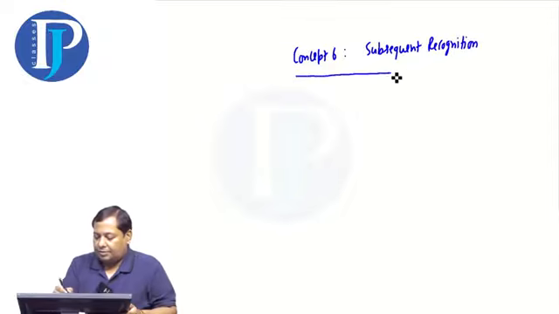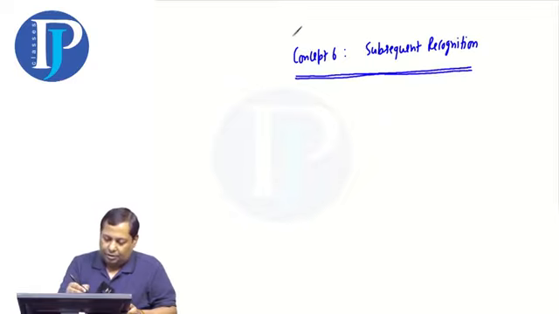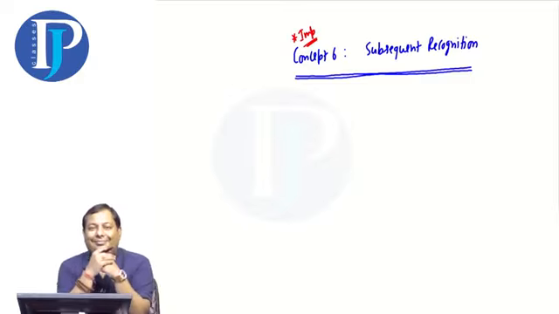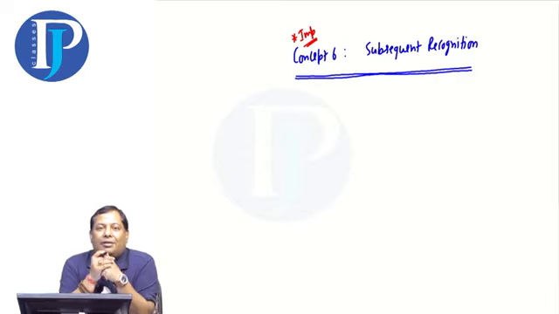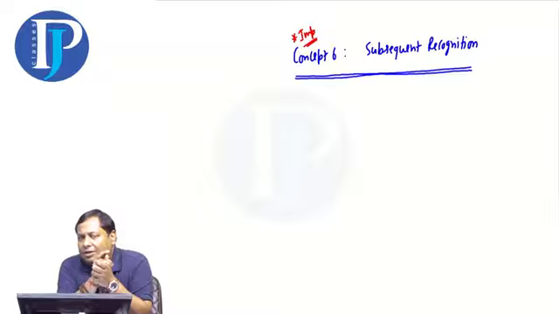Concept number 6. Subsequent recognition. You should mark this as important. You might be thinking, what does subsequent recognition mean? Now I told you in concept number 5, initial recognition.